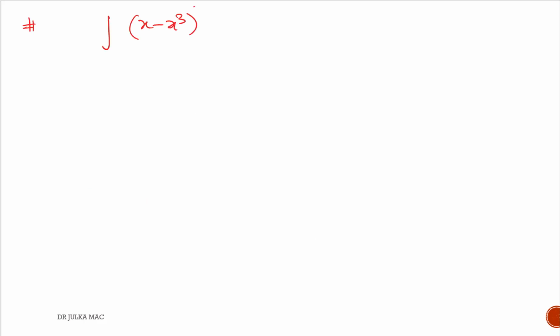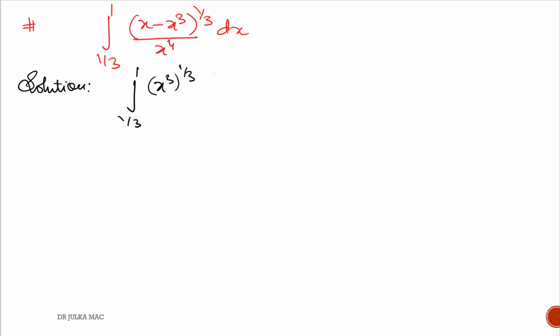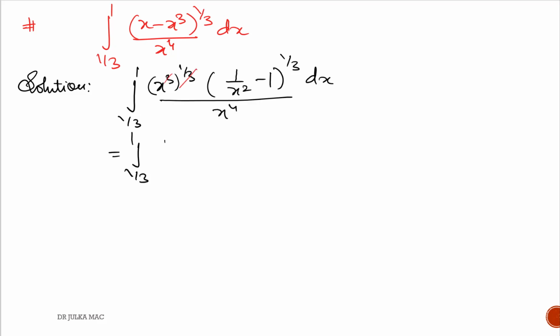Next example, integration of (x minus x cube) whole raised to power 1 by 3 divided by x to the power 4 with respect to x, where the lower limit is 1 by 3 and the upper limit is 1. In this question, first we take x cube common in the numerator and whole raised to power 1 by 3 is there. Inside we have 1 by x square minus 1 whole raised to power 1 by 3 and whole divided by x to the power 4. After simplification, we will get 1 by x cube multiplied by (1 by x square minus 1) whole raised to power 1 by 3. Lower limit is 1 by 3 and the upper limit is 1.